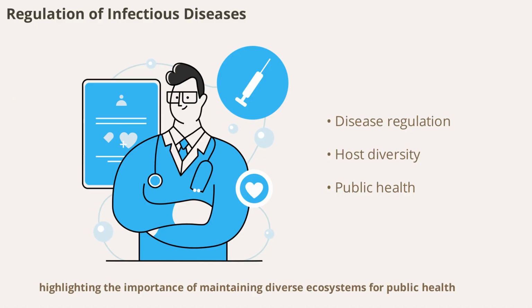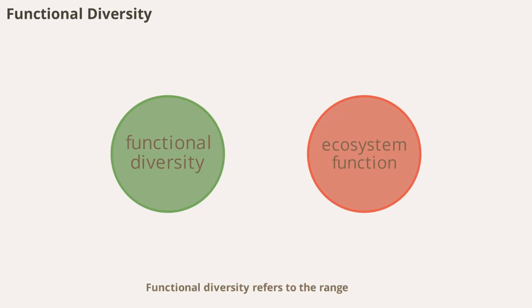Functional diversity refers to the range of different biological traits within a community, such as leaf size, root depth, or feeding habits. This diversity influences how ecosystems function and how services are delivered. For example, a mix of deep and shallow-rooted plants can improve water uptake and soil stability. Functional diversity often matters as much as species richness for ecosystem health.